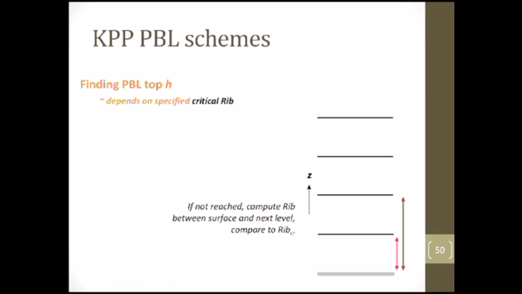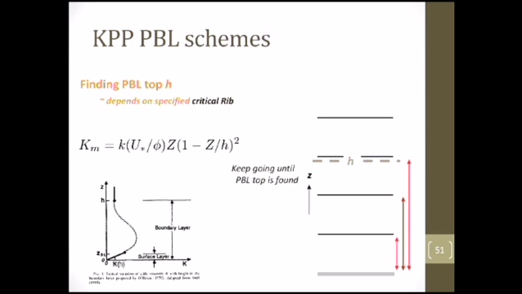If not, I go up between the surface and the second model level, compute the Richardson number again, and compare it to the critical value. If it exceeds it, I'm done. If not, I keep going. But ultimately, at some point, I'm going to reach a point where the critical Richardson number is exceeded. And at that point, you draw a line and say, that's the boundary layer top.